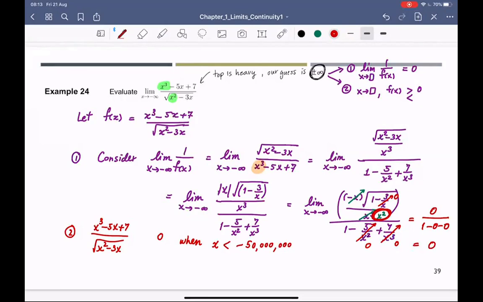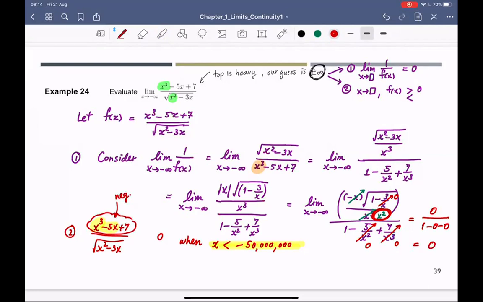So you can figure out the sign of (x cubed minus 5x plus 7) over the square root of (x squared minus 3x) easily. When x is less than negative 50 million, on the numerator you have x cubed. The big negative thing, you cube it, you still get a negative thing. Then you minus 5 times x, but the negative 5x doesn't matter because it's going to be dominated by x cubed, which is so big in terms of negative things. So it dominates everything on the top, and the numerator is going to be negative.